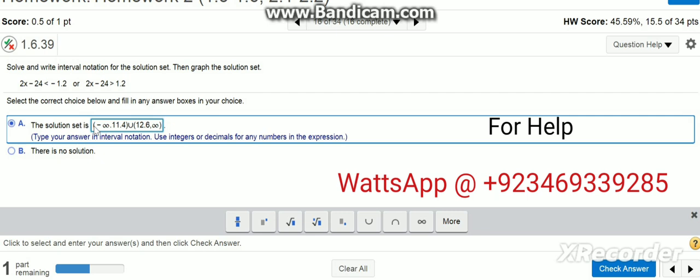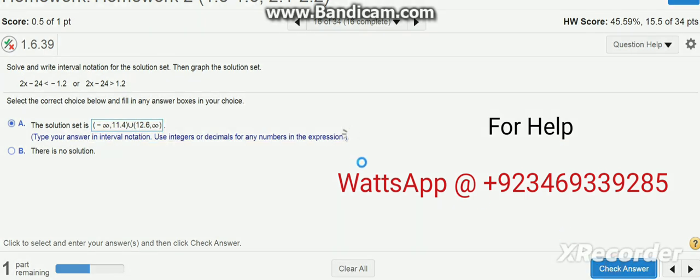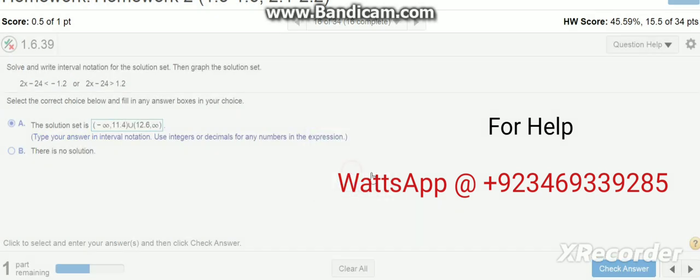So after solving this expression, our solution set becomes minus infinity to 11.4 union 12.6 up to infinity. We are again making a mistake here, instead of putting a comma. So let's check. Yeah, good job, thank you.